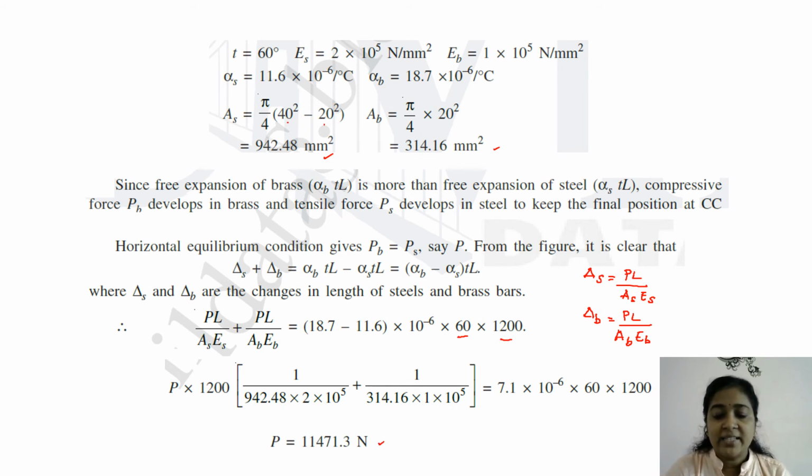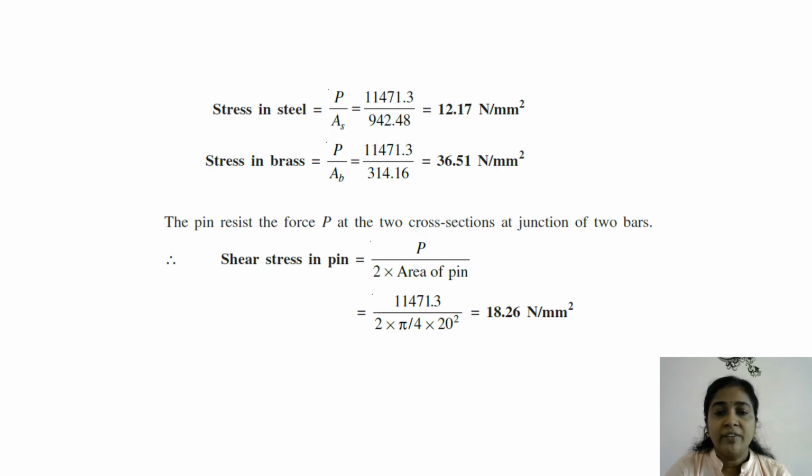Now we can find out the stress in steel. Stress is given by force divided by area, so P divided by the area of steel. Here the stress in steel is tensile, and the stress in the brass bar, that is P divided by the area of brass, is compressive.